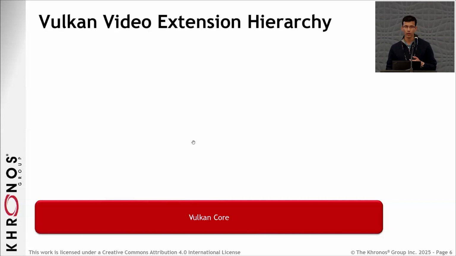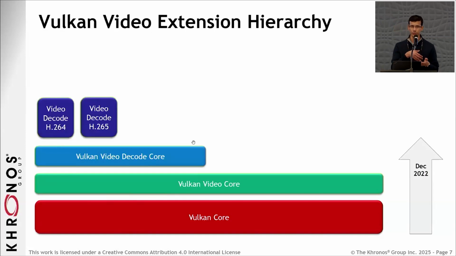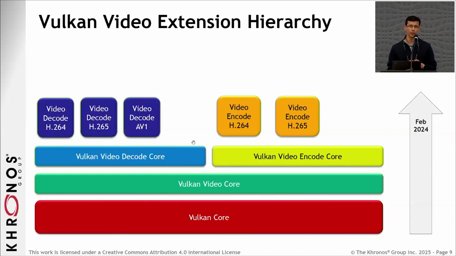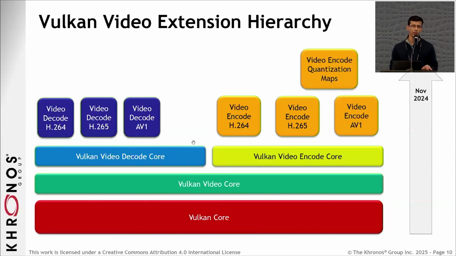In December 2022, we added H264 and H265 decode sitting on top of a decode core, which would allow supporting more decode codecs in the future, and a video core, which can then be used to add video encode functionality. And almost a year later, we added video encode support for H264 and H265 on top of a video encode core, which would allow extending it to more encode codecs. Then in February 2024, we released AV1 decode. And in November 2024, we added AV1 encode and quantization maps.